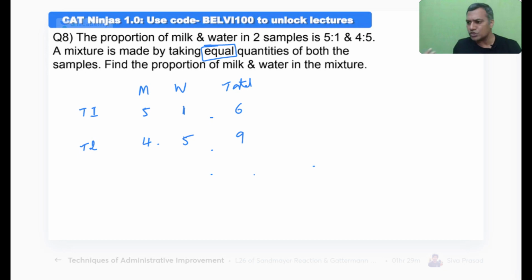The total should be equal. Who said total is equal? The author only said it's made by taking equal quantities of both. But you are seeing that there is a 6 here, there is a 9 here. They are not equal. Correct. I agree, they are not equal. If they are not equal, why don't we make them equal?